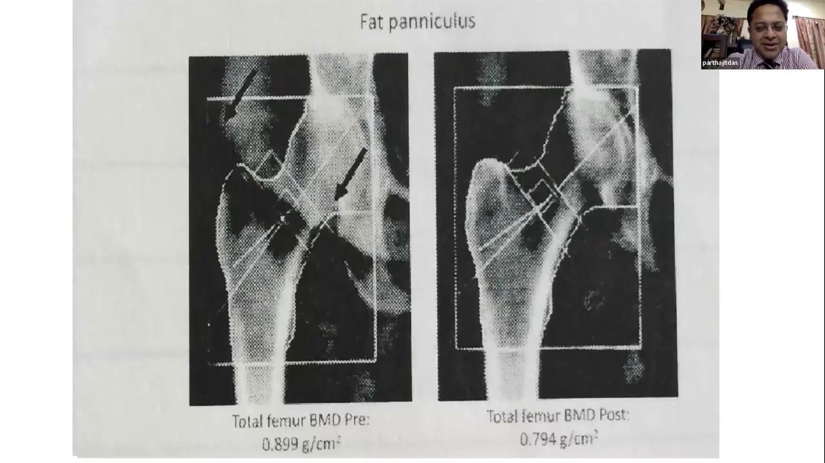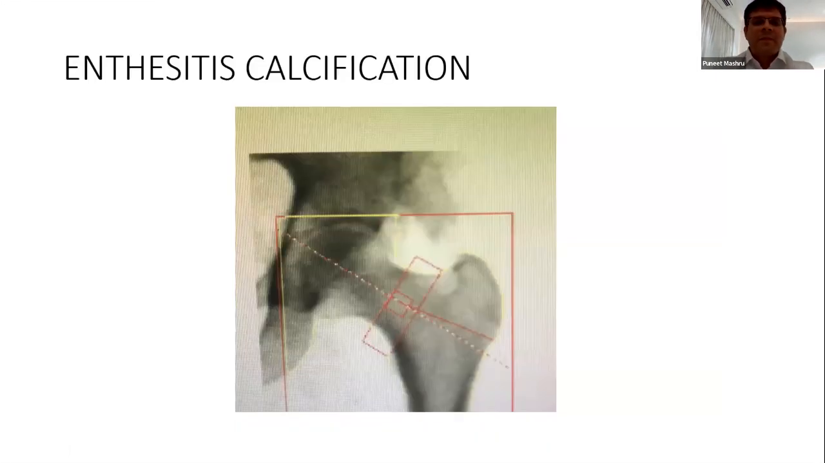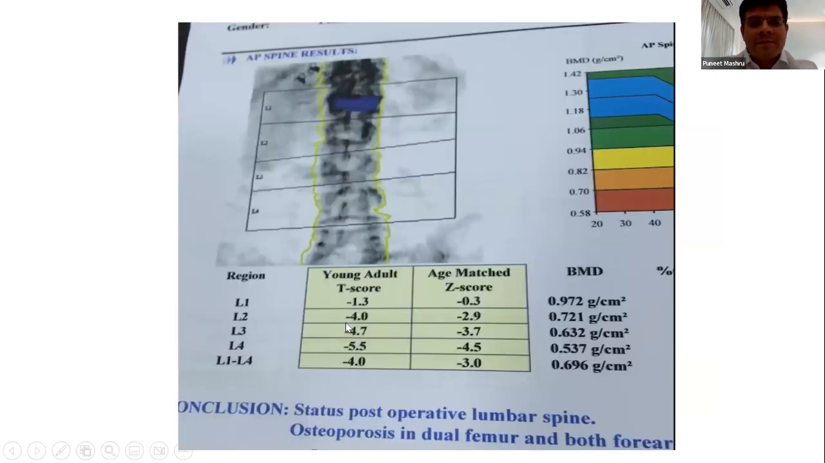That's very interesting. Then sometimes in very obese patients, the fat may overlie the femoral area, and that can falsely elevate the BMD. So they have to lift up that extra fat and hold it up when the BMD is being done. This is enthesitis, which is adding to the BMD. Here you can see a vertebroplasty has been done, and that has been added into the DXA measurement, but that needs to be excluded, the L1 vertebra, as you can see here.